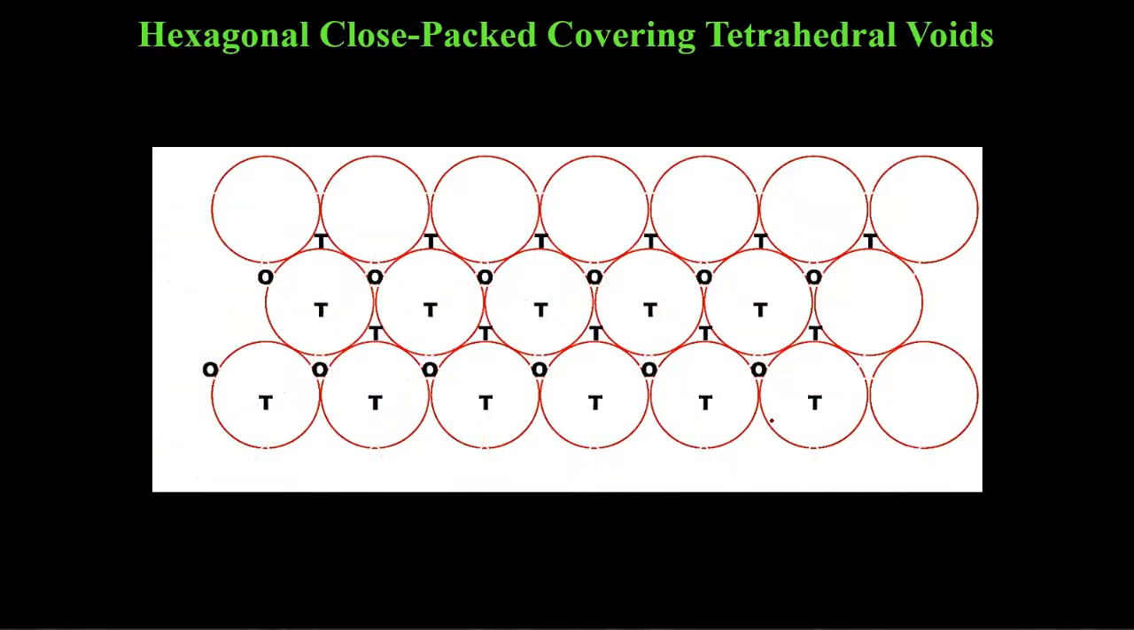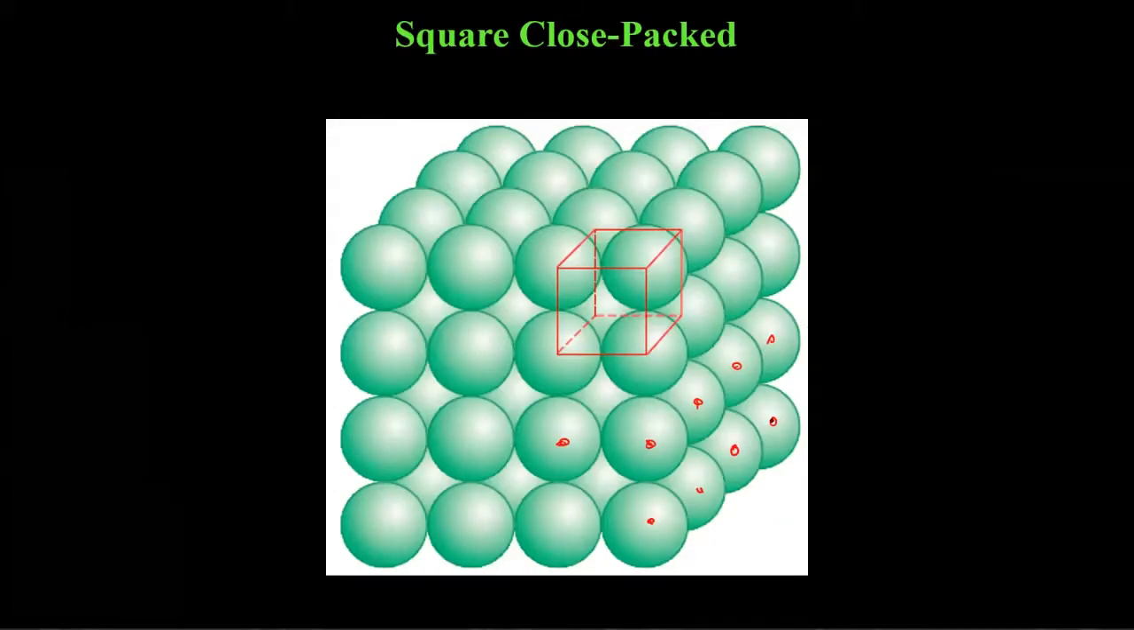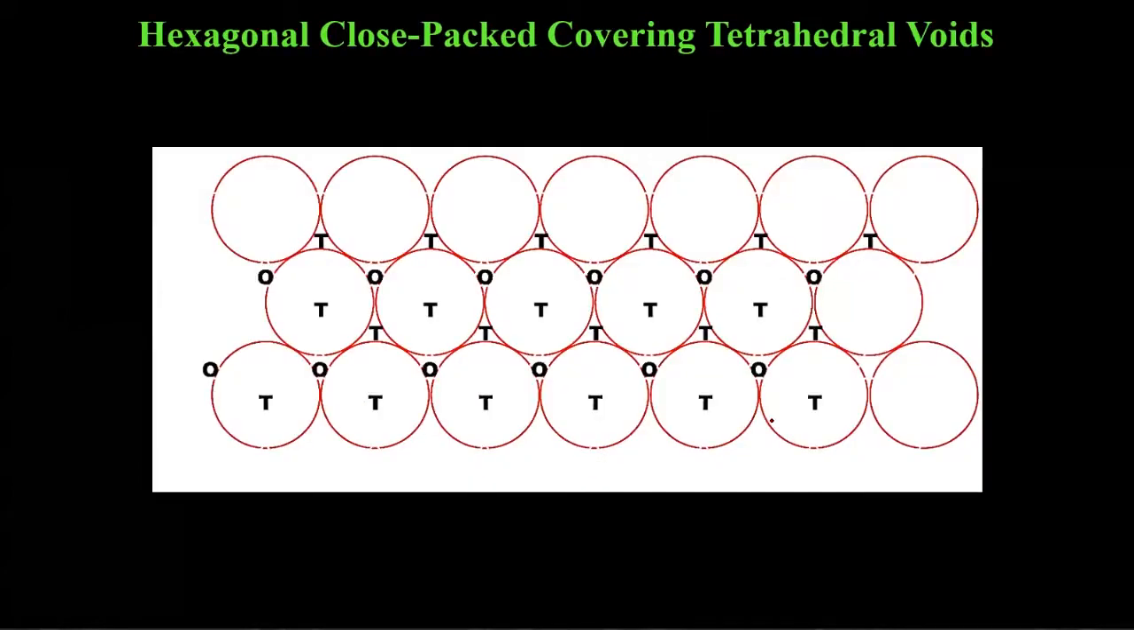So this one is the first layer. This one is easy, square close pack. Now we are talking about hexagonal close packing, and in hexagonal close packing there are two types of voids, tetrahedral and octahedral. For tetrahedral voids, T is written here, and for octahedral voids, O is written here.